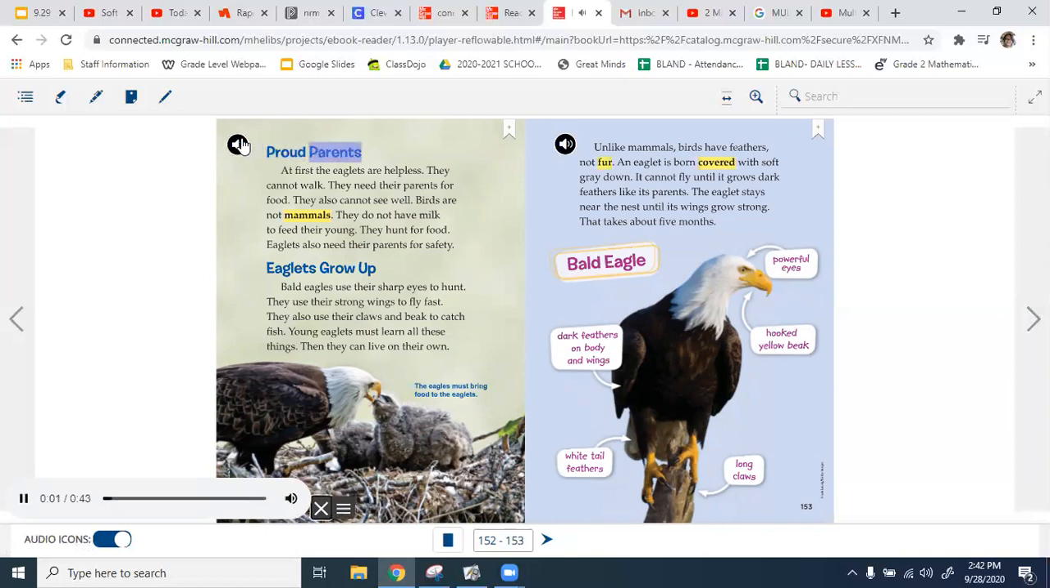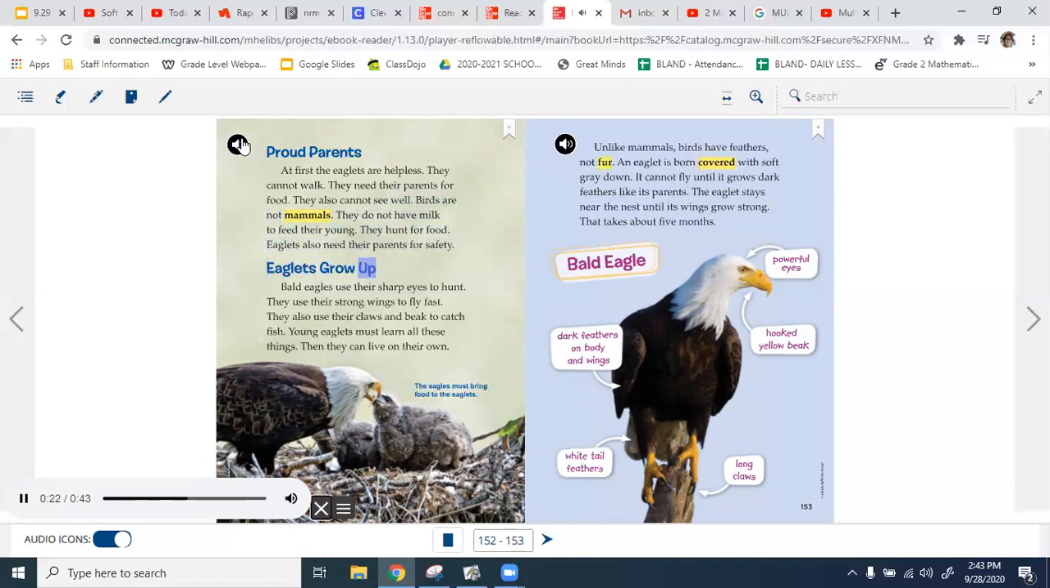Proud parents. At first, the eaglets are helpless. They cannot walk. They need their parents for food. They also cannot see well. Birds are not mammals. They do not have milk to feed their young. They hunt for food. Eaglets also need their parents for safety.